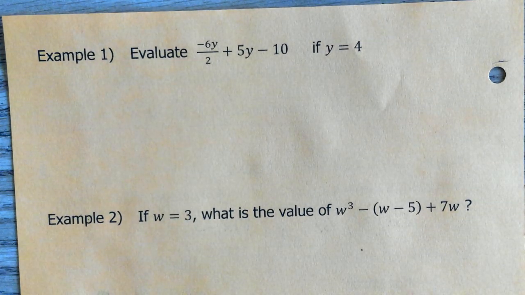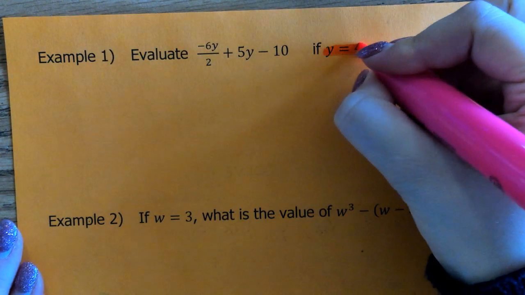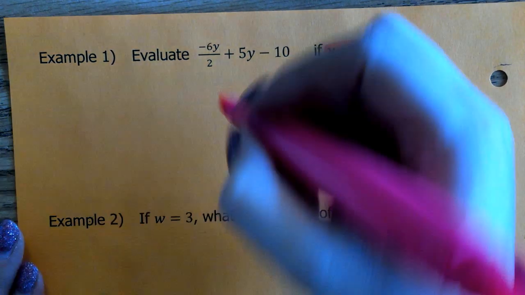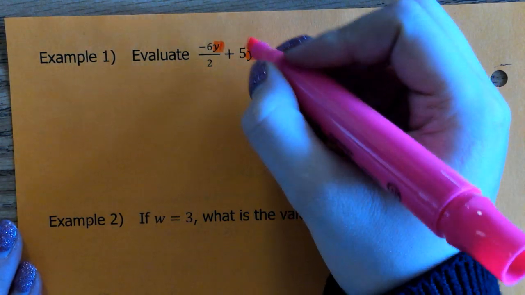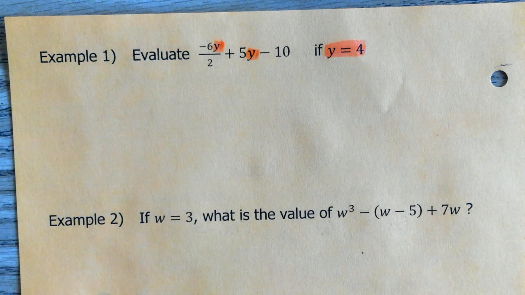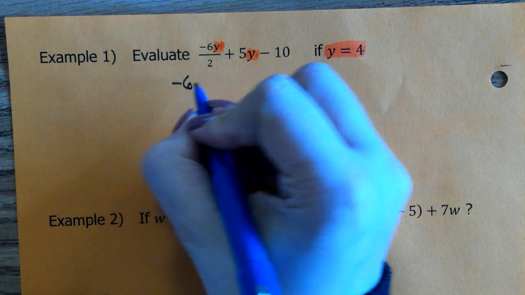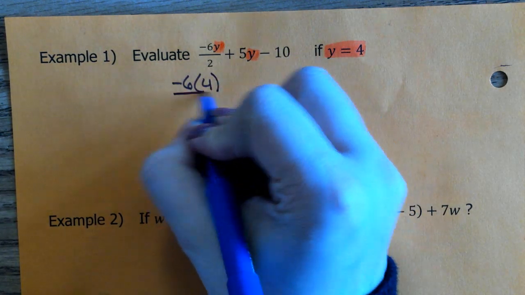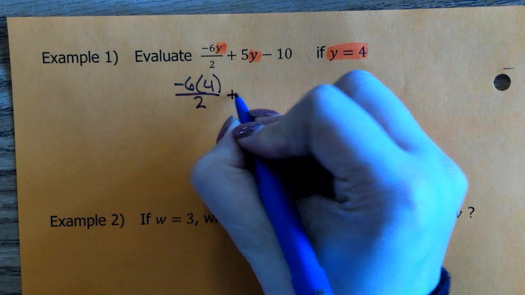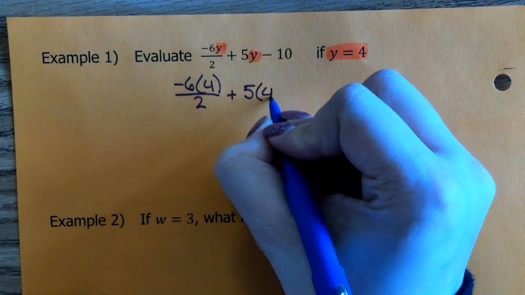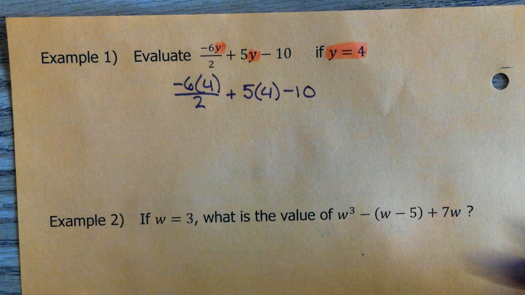Alright, evaluate. Negative 6y divided by 2 plus 5y minus 10 if y equals 4. So y equals 4, so everywhere I see a y, I'm going to replace it with the number 4. So this should be negative 6 in parentheses 4 divided by 2 plus 5 in parentheses 4 minus 10.